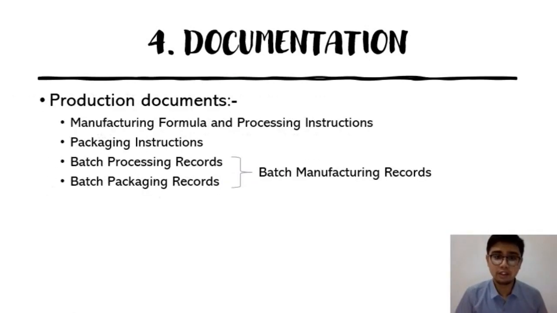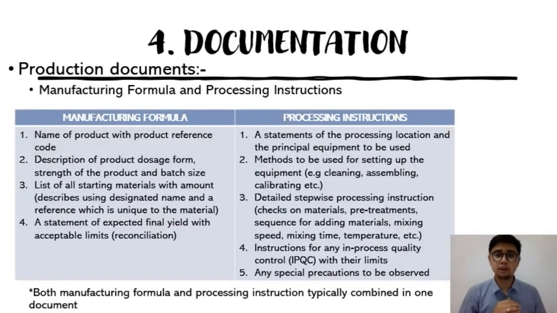Next is on the production documents. Basically, there are four main documents for production, which are manufacturing formula and processing instruction, packaging instruction, and batch manufacturing records (BMR) consisting of batch processing records and batch packaging records. Typically, manufacturing formula and processing instruction is a combined document and is considered as one document, as both of them are involved in the processing and manufacturing of health supplement products.